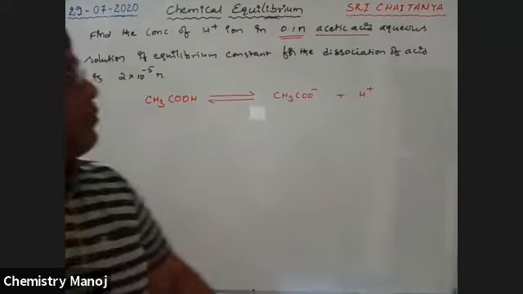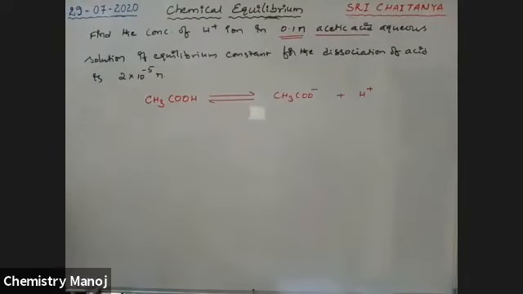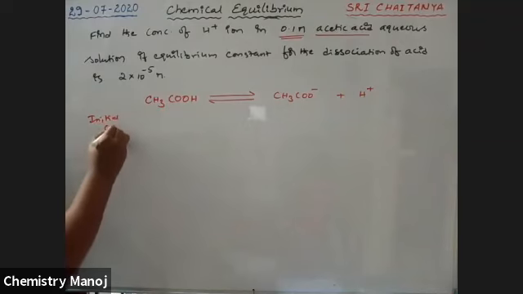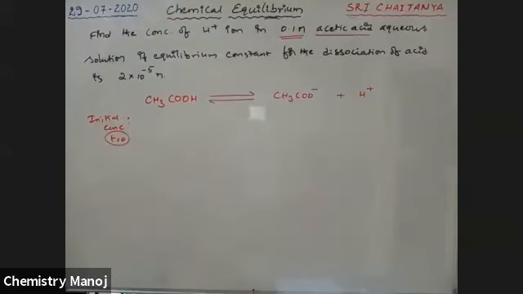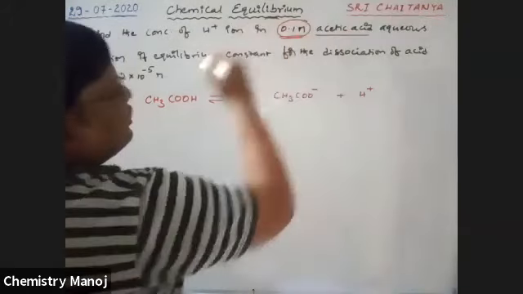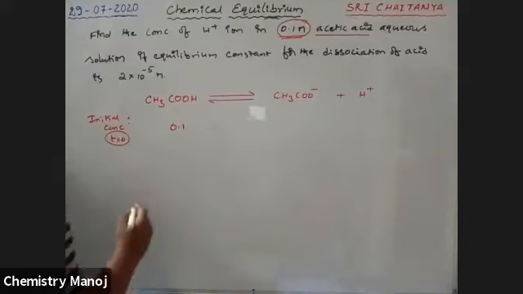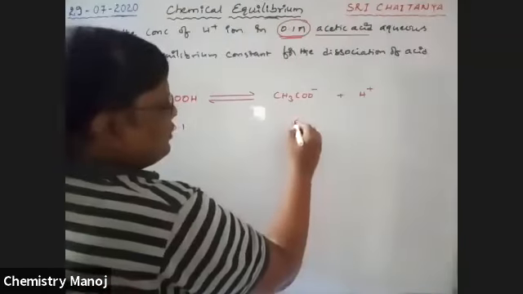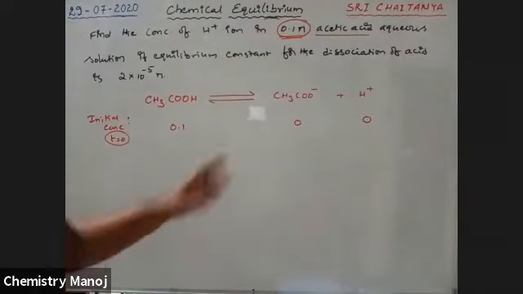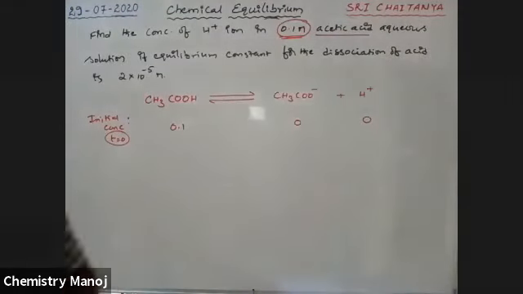So here we consider the dissociation. Therefore, initial concentration means at the time t is equal to 0. Just now the reaction started, so no products are formed. So initially, how much is the concentration of acetic acid? 0.1. How much is the ions concentration? Reaction not started, so no products are formed.